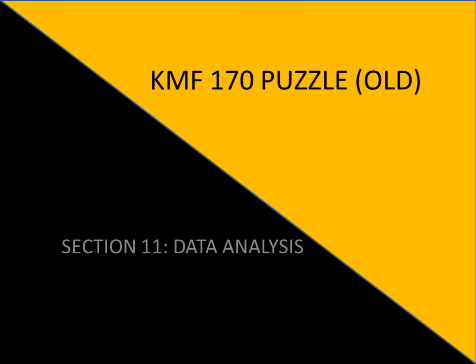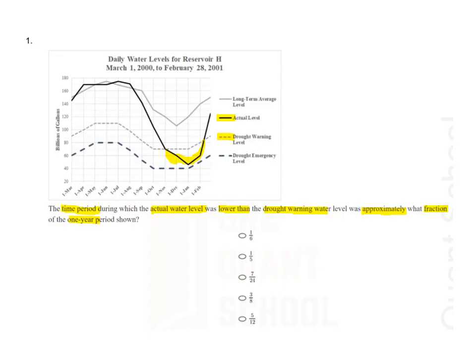We shall solve section 11 of the KMF 170 puzzle today. Let's start. We can see a line graph here with 4 line trends, and the time period is March 1, 2000 to February 28, 2001.